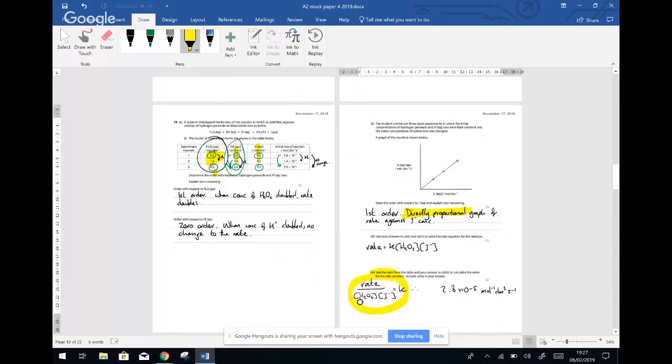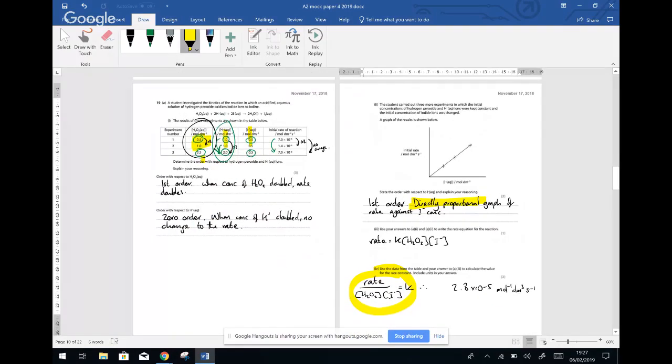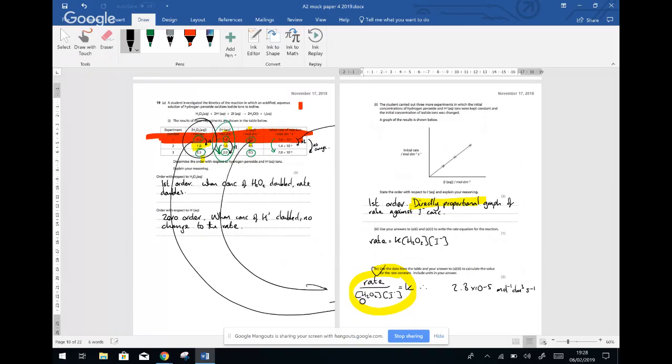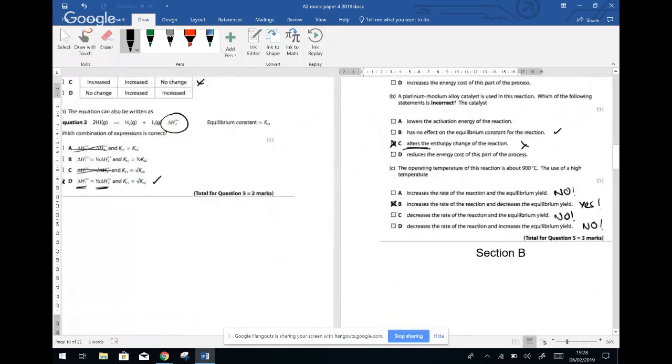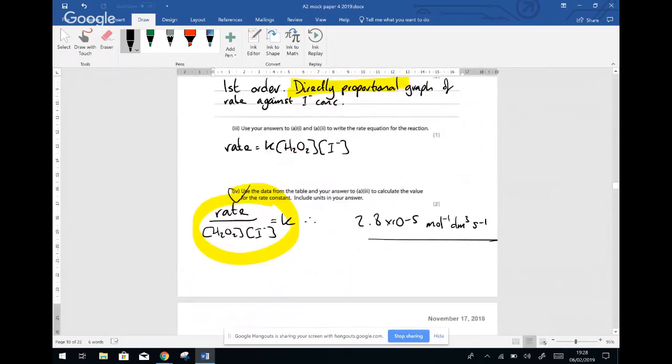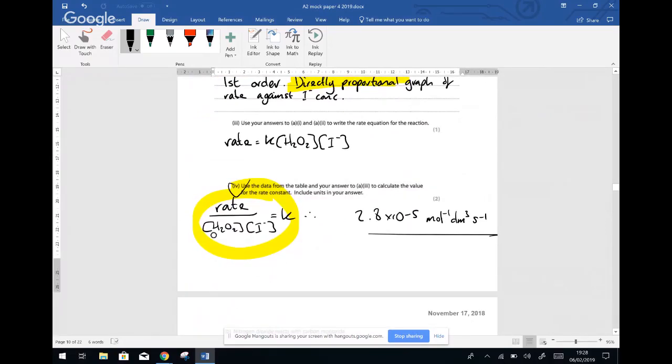So what I now did was I just went, right, let's just take row number 1. Let's just take all of this data here and just slot these numbers in. So rate, whack that rate there. Next one, hydrogen peroxide concentration, whack that in there. H+, don't need it. Iodide concentration, whack it in there. Run it through my calculator, and I got that. It was really straightforward. It just required you to know how to use the data. Dead easy. And don't forget your units.